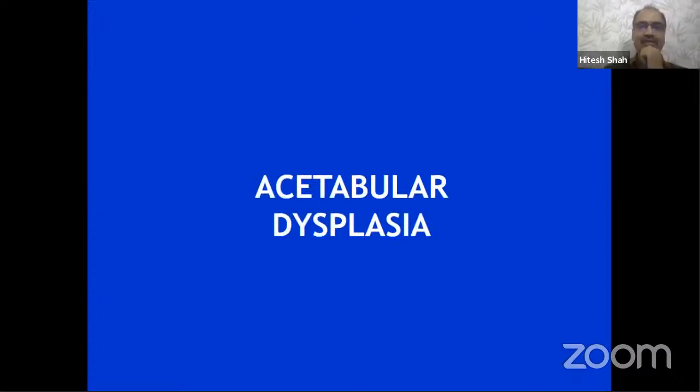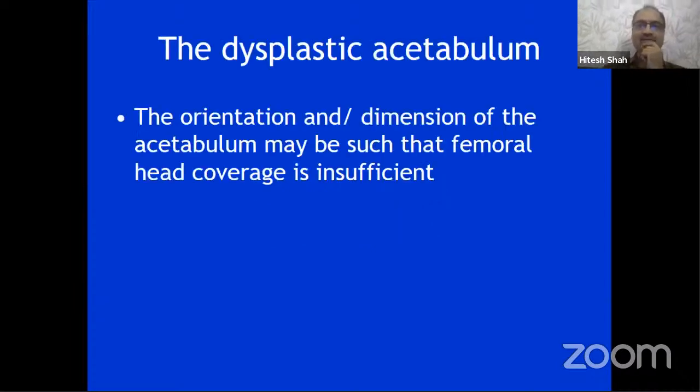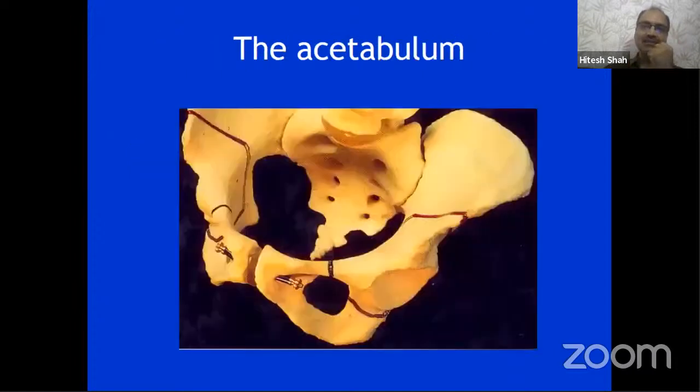For the acetabular dysplasia, for the person who is new or does not know what acetabular dysplasia is: whenever the orientation or the dimension of the acetabulum is such that the acetabular coverage is insufficient, that is called a dysplastic acetabulum. I will repeat: whenever the orientation of the acetabulum is abnormal, or the dimension, meaning the size of the acetabulum, is abnormal. The size may be dysplastic in terms of a smaller acetabulum or a larger acetabulum.